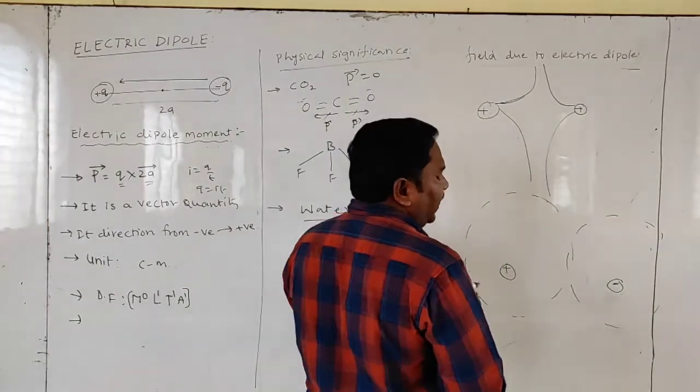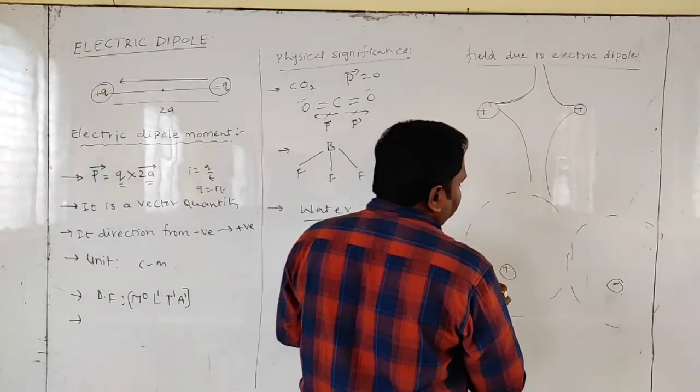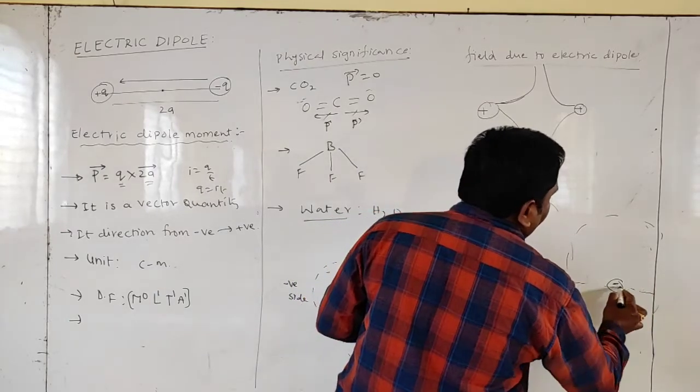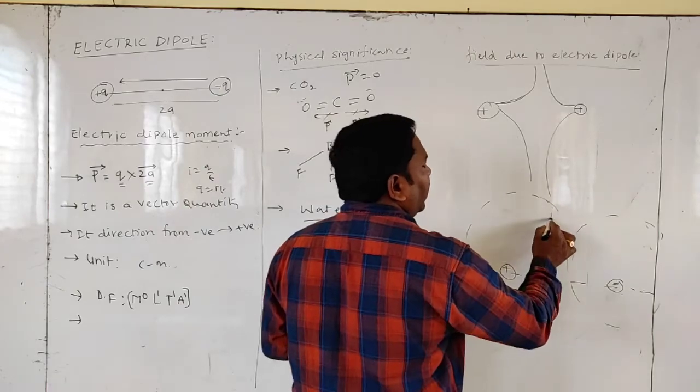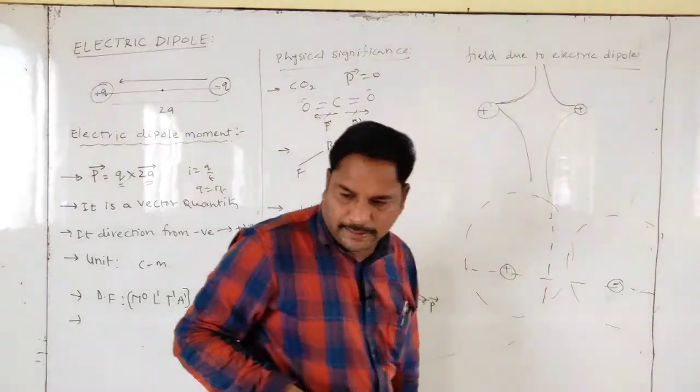Now we are going to find the net resultant field on the axial line and the net resultant field on the equatorial line at any point from the dipole.